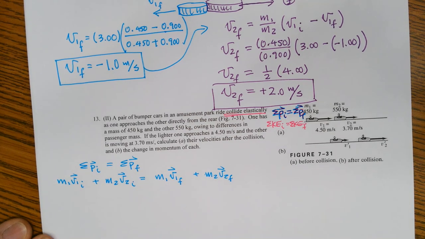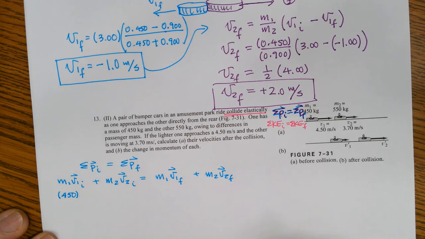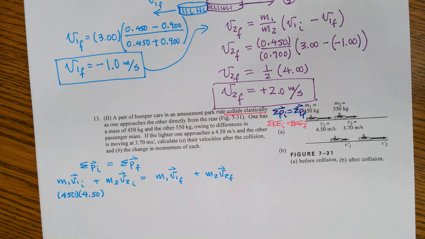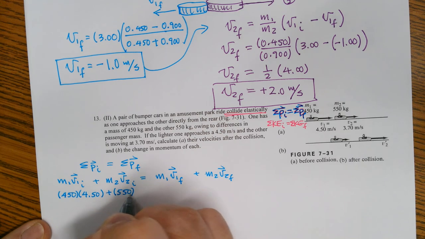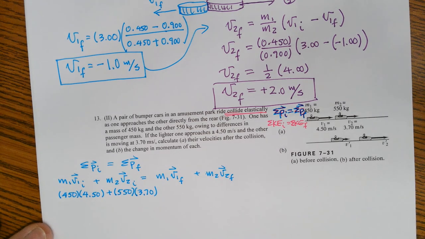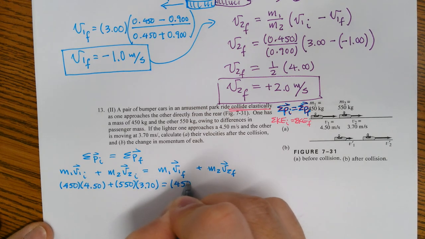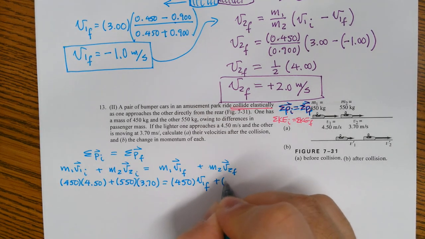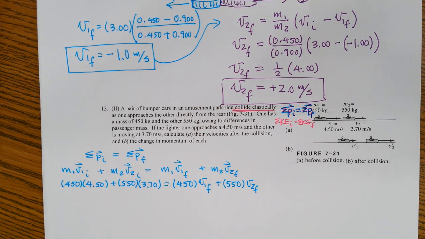So let's plug in some numbers here. Here, M1 is 450 kilograms and is moving at 4.5 meters per second. M2 is 550 and it is moving at 3.7 meters per second. That is equal to 450 times V1 final plus 550 times V2 final, which we don't know either of these.